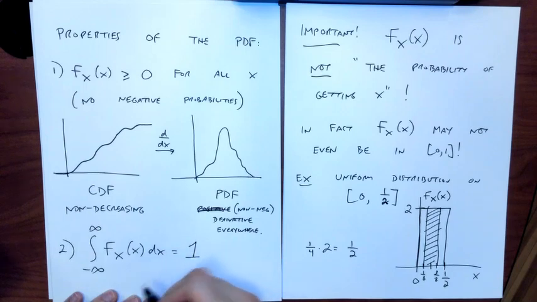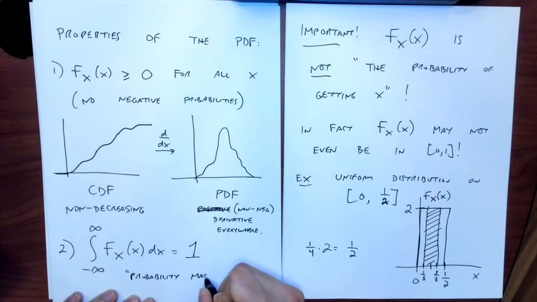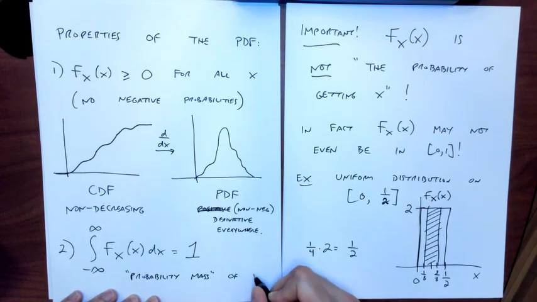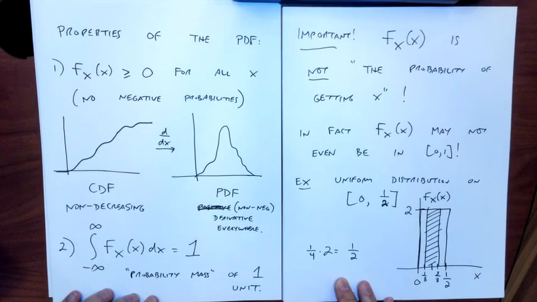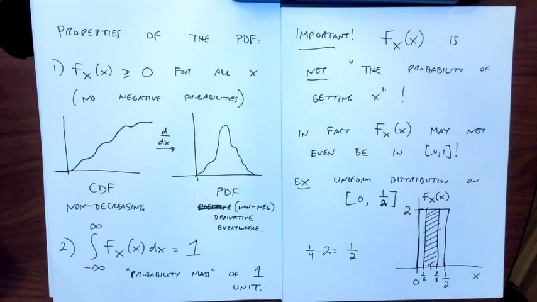So I have a probability mass of 1, 1 unit. Okay, so hopefully those rules make sense and they just follow along with what we learned about before. Questions, comments?